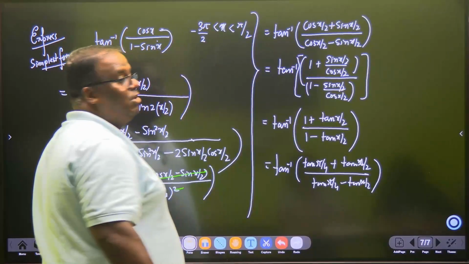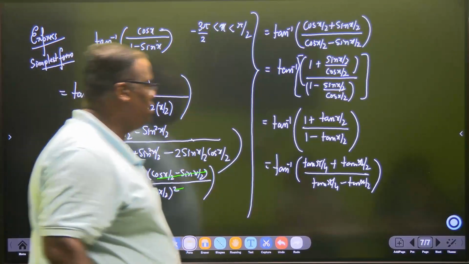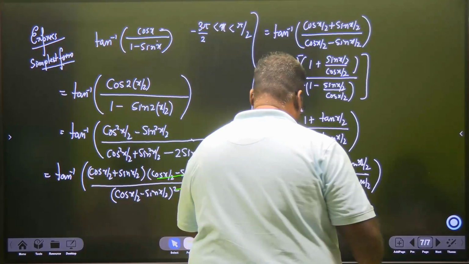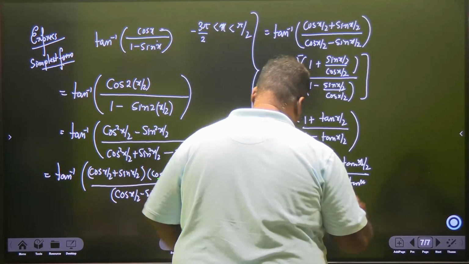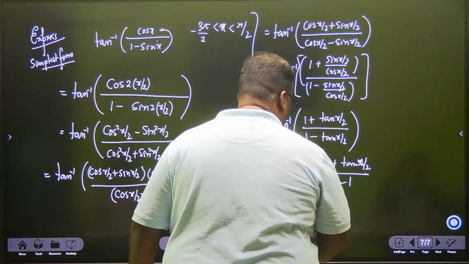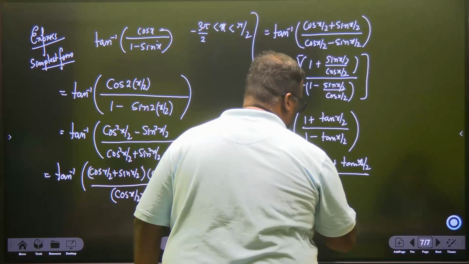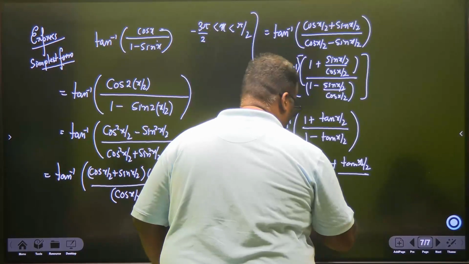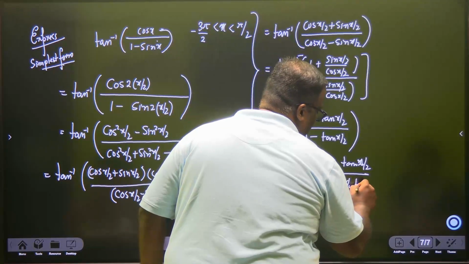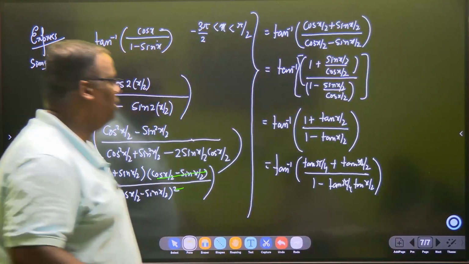What is tan A plus B? Tan A plus tan B divided by 1 minus tan A tan B. Here we need it. That was what was striking me; something I had done wrong. Here I need it: tan A plus tan B divided by 1 minus tan A tan B, so 1 minus tan pi by 4 and tan x by 2. Now it's all right.